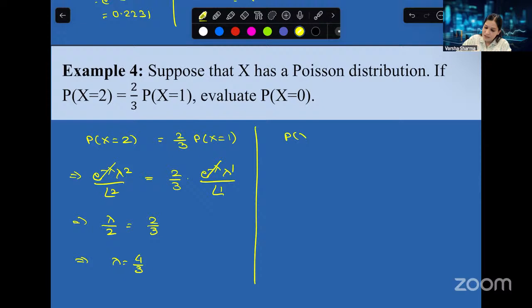So P of X equal to 0 is e power minus lambda, lambda power 0, by factorial 0, so e power minus 4 by 3. Since no values are provided, we'll leave it here. Yes, we cannot calculate e on our own. That's not possible.